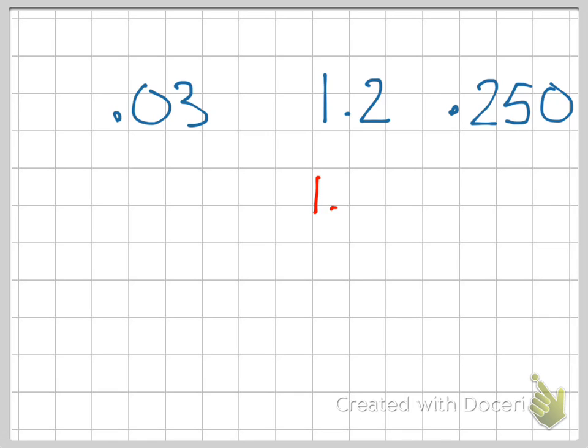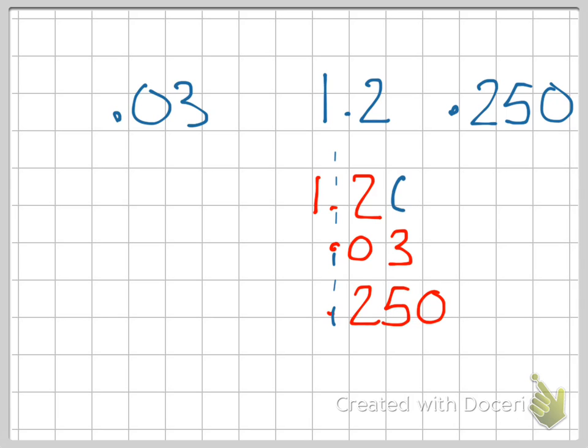Let's line up our numbers. I'll write the 1.2, and I'll write the 0.03, and I'll write the 0.250, right? And you notice that the decimals are all lined up. That means all the other place values are lined up too. And now I'm going to fill in the blank places with zeros. Okay, there's a 0 in the ones place. Oh, and look, there's a thousandths place here. I better fill in these with zeros. Okay, and now let's look and see which number appears to be the smallest.